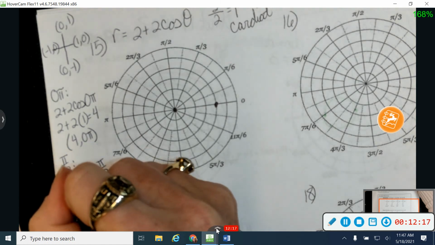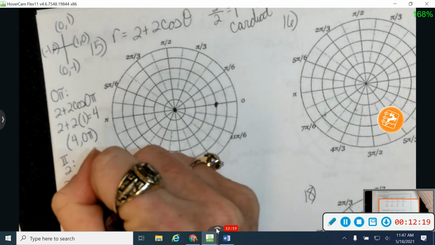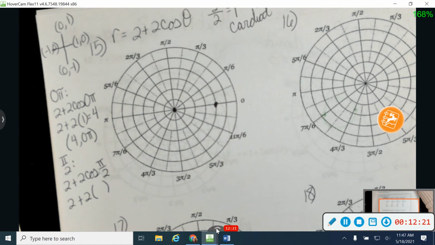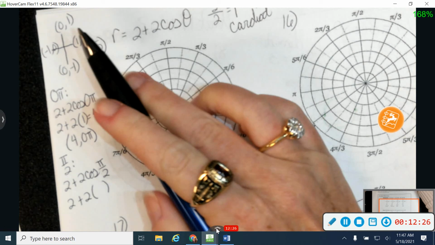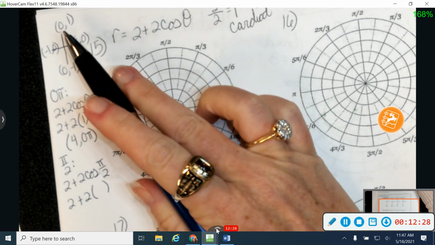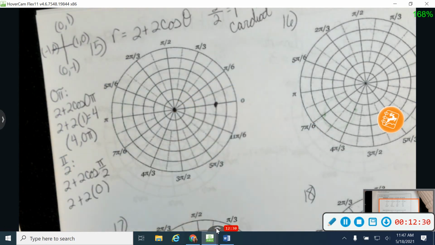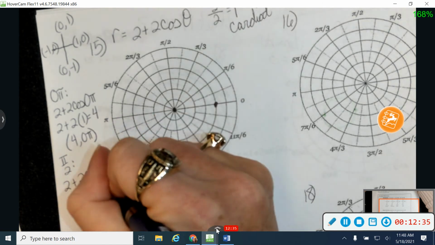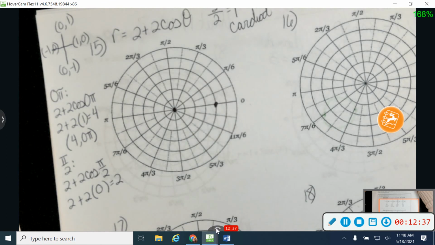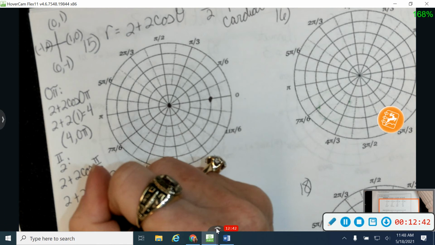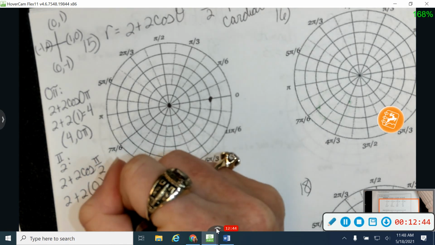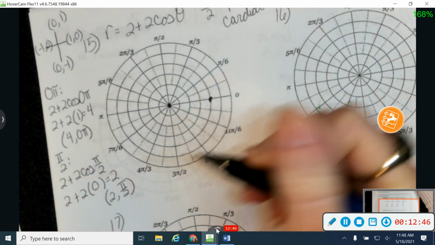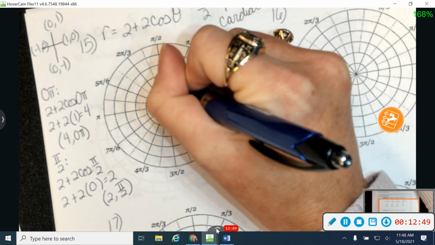So 2 plus 2 times, what's my cosine value at pi over 2? 0, that's right, good. So my x value right here is 0. What is 2 plus 2 times 0? 2, that's right, good. 2 times 0 gives me 0, plus 2 gives me 2. So now I know that I have a point at 2, pi over 2. So I'm going to go 1, 2, and be right here.